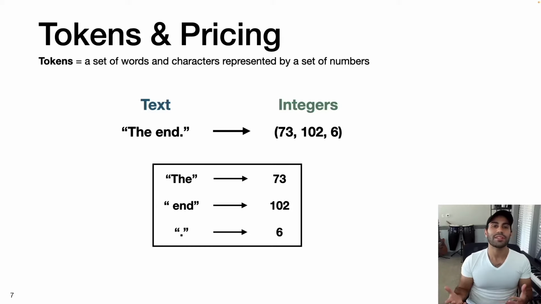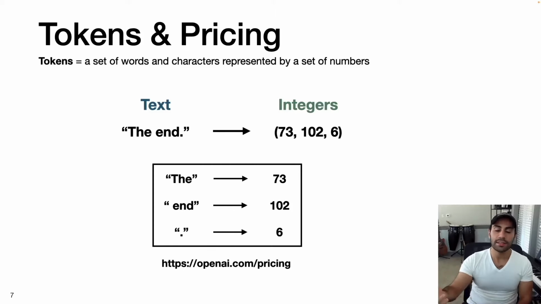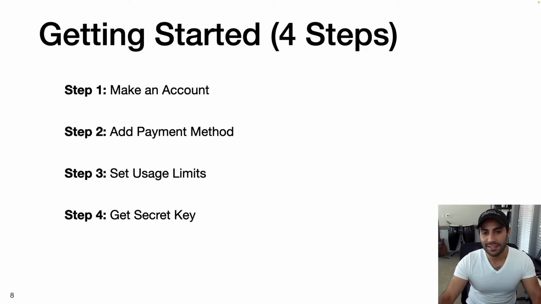And so the reason this is relevant to pricing is that pricing with OpenAI's API is based on the number of tokens sent to the API and the number of tokens returned. So that means bigger prompts and bigger responses will have larger costs. Additionally, there are different costs per token associated with different models, and you can read more about that on OpenAI's website linked here.